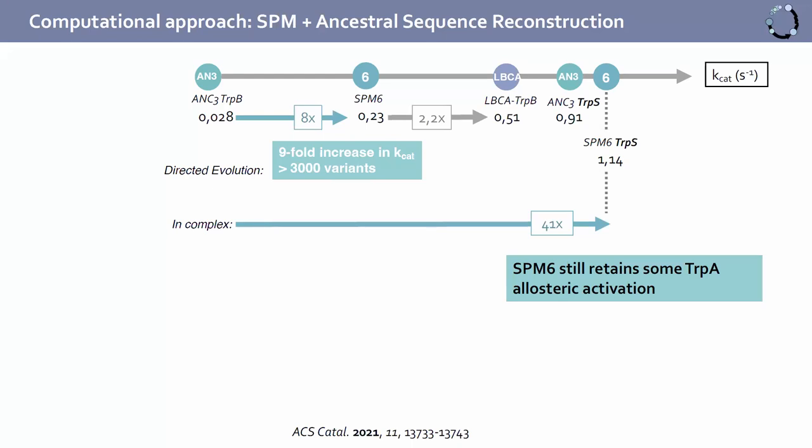And also the thing that we were not expecting is that we assumed that by enhancing the standalone activity of the beta, then in the presence of alpha, the activity would be worse. But actually, this was not the case. So this beta is still activated by alpha, and actually in complex, it's better than LBCA standalone or the ancestral tree in complex.